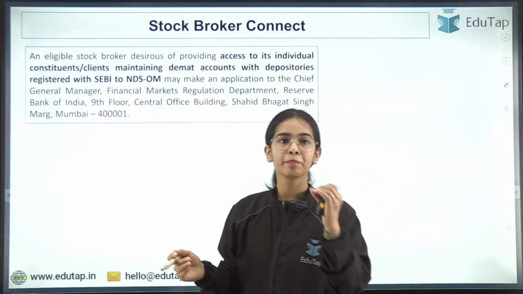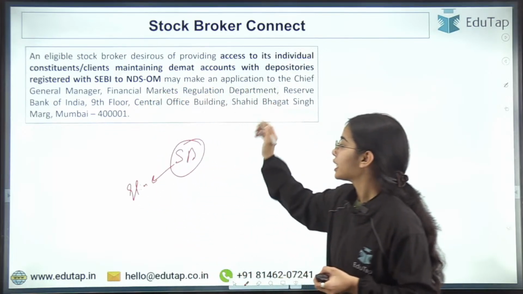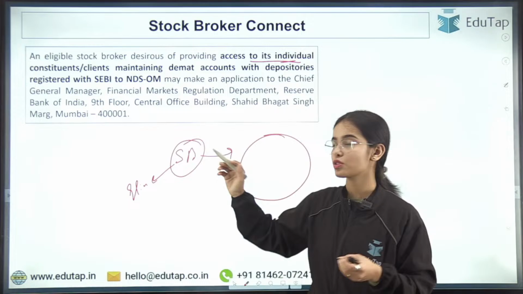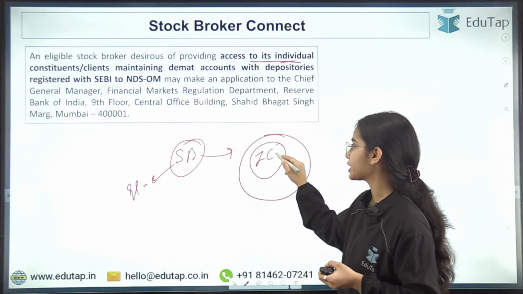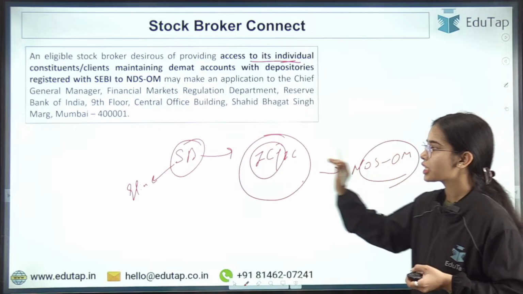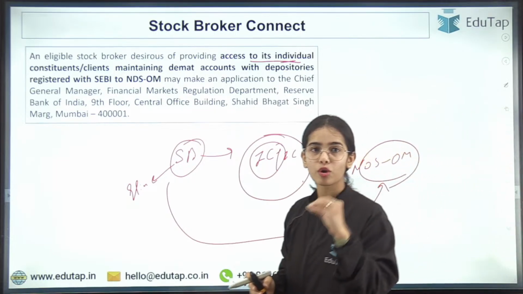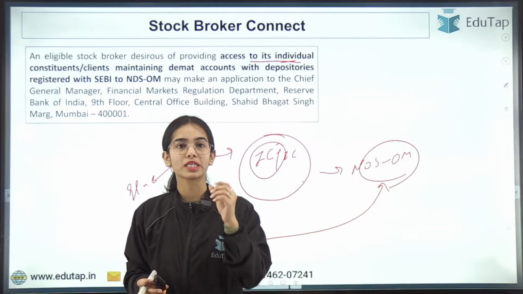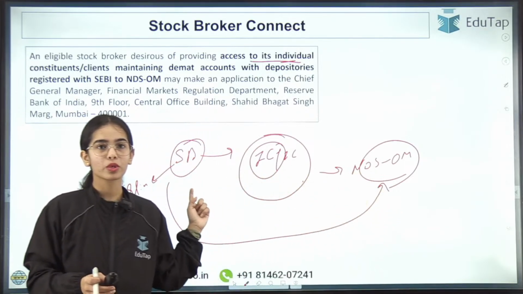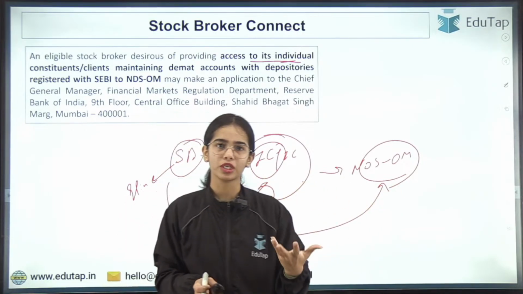See, stockbroker connect: eligible stockbrokers that want to provide access to their individual clients, their individual constituents, to the NDS-OM platform, can get access to the NDS-OM platform themselves. So if stockbrokers want their clients to get access to the NDS-OM platform, they can get access to it to provide the access to their individual clients and constituents.